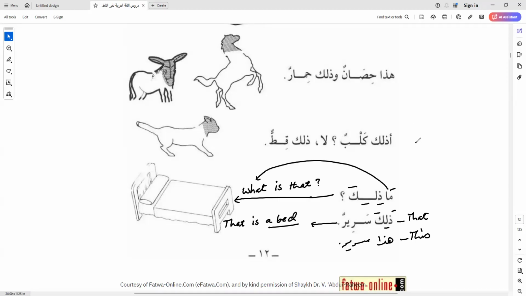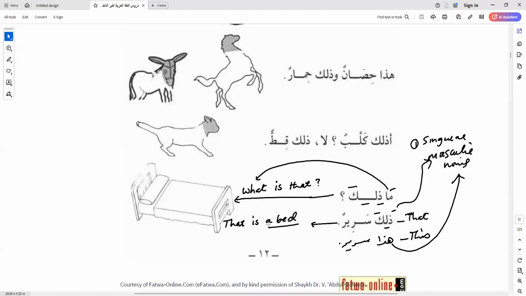And again, both of them are used for singular masculine nouns. Very, very important. ذلك is for singular masculine nouns, and هذا is also for singular masculine nouns. But the difference is ذلك is for far things or people, and then هذا is for near things or people. So I hope it's very clear here.